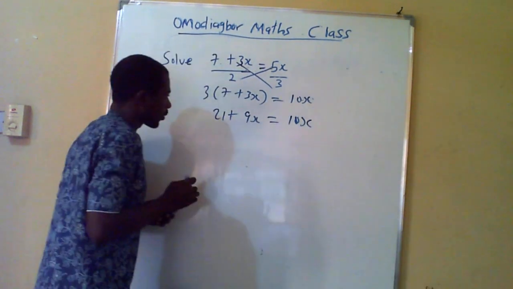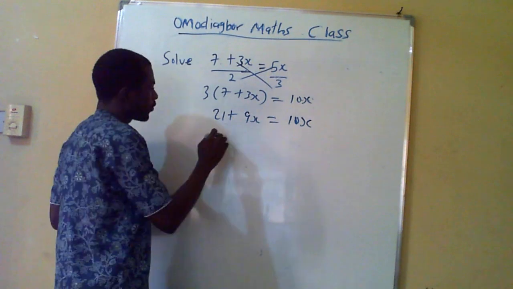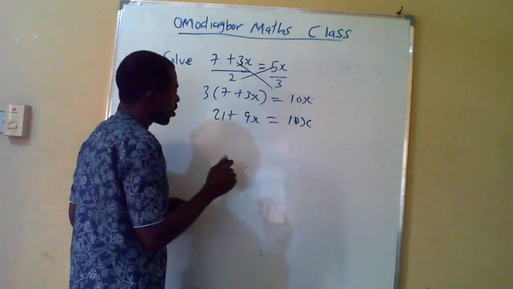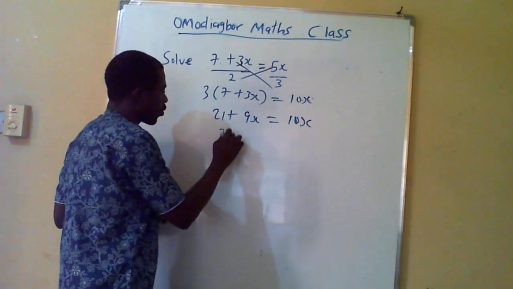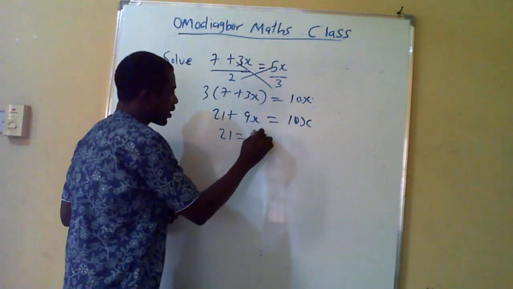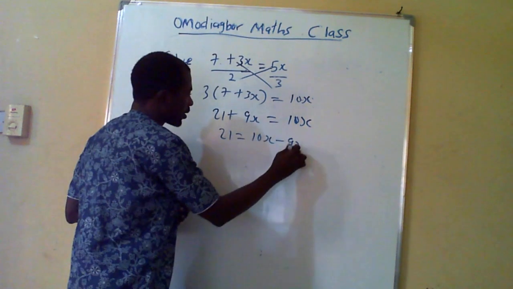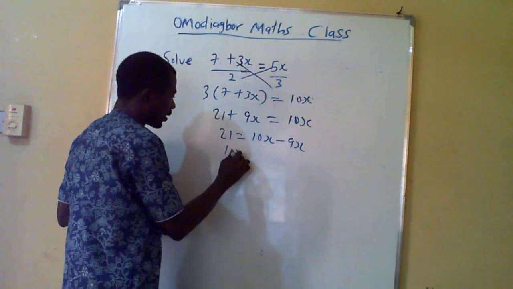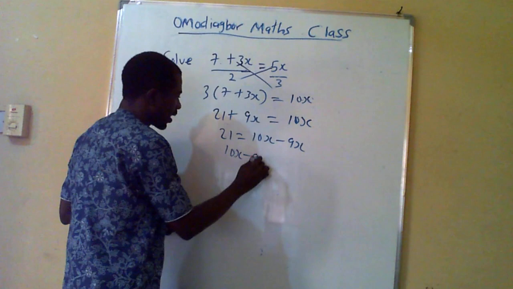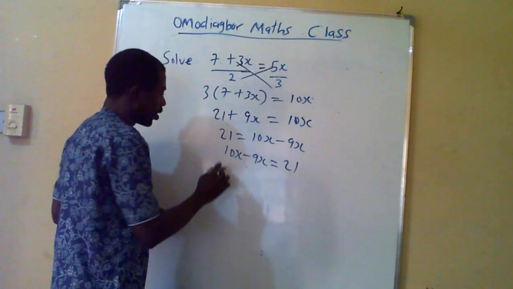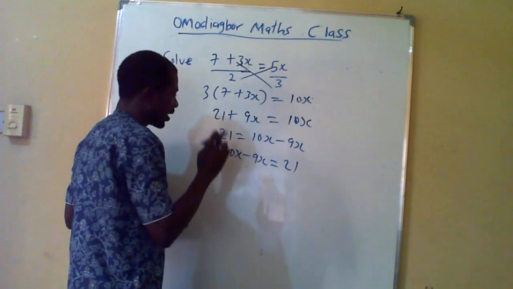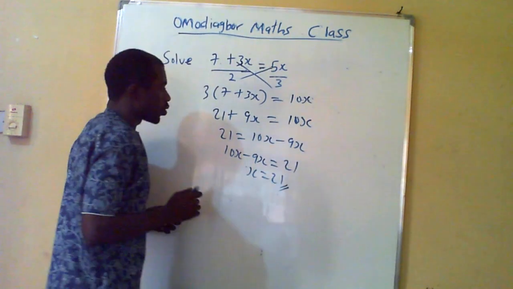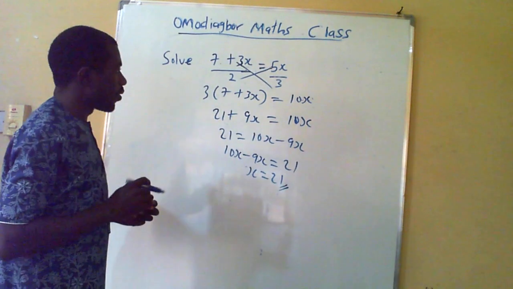Then we now have 10x on the other side. So we collect like terms. Normally if a positive crosses the equal sign it becomes negative. So this becomes 21 is equal to 10x minus 9x. We can reverse it and write it as 10x minus 9x is equal to 21. So 10x minus 9x definitely will give us x equals 21. So that becomes our answer.